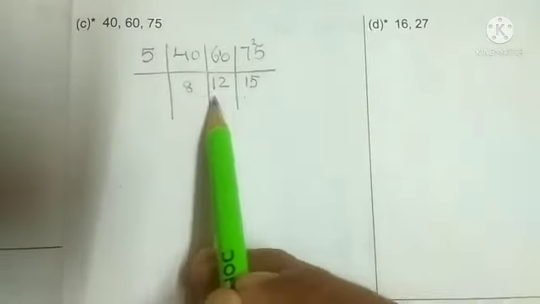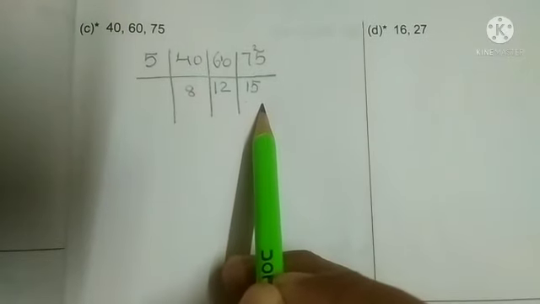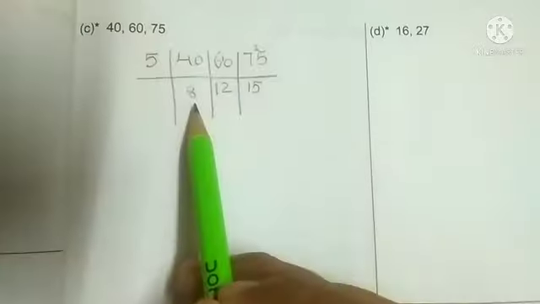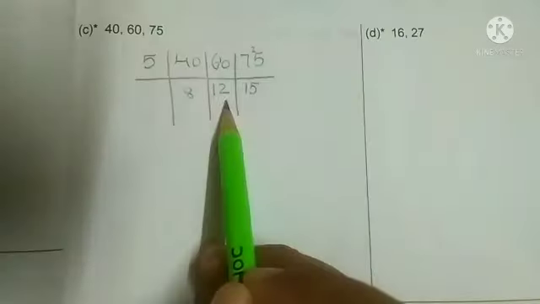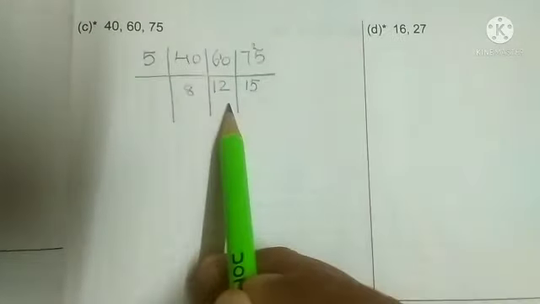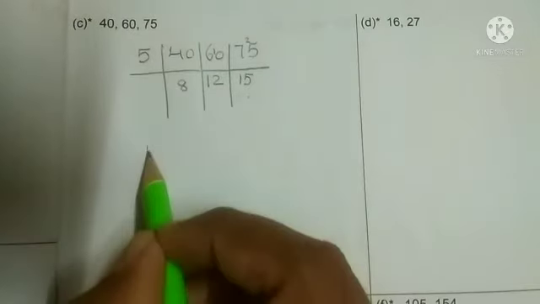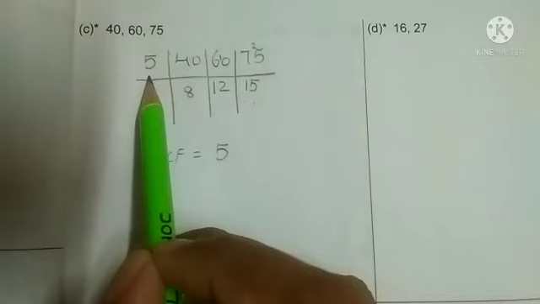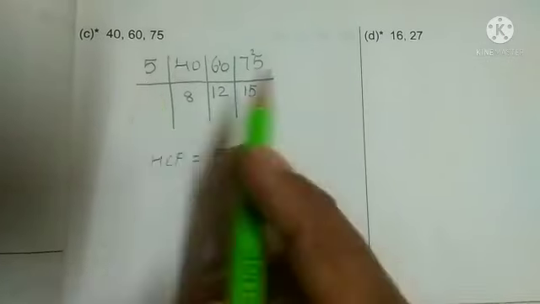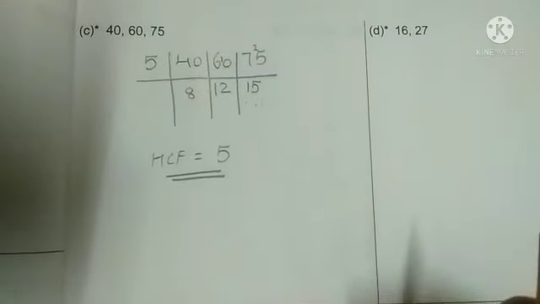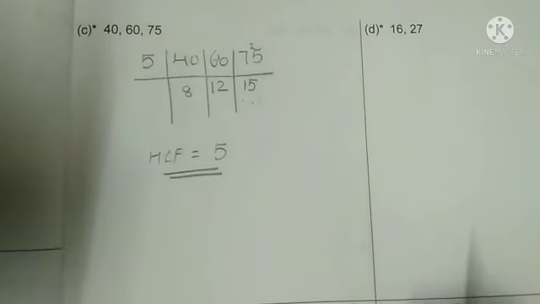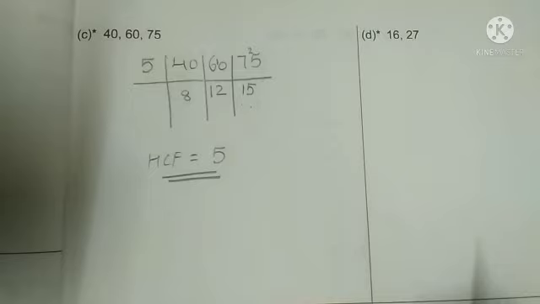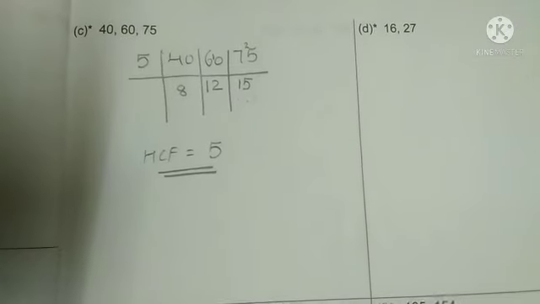Together. Now 8, 12 and 15 is not divisible by any number. You will not get a common factor between 8, 12 and 15. So no need to divide this. So here your HCF will be 5. Why? Because we have to take only our common factor. So here our HCF is 5. Clear, student? Like this you have to find out the HCF by doing the factorization of all the numbers together.